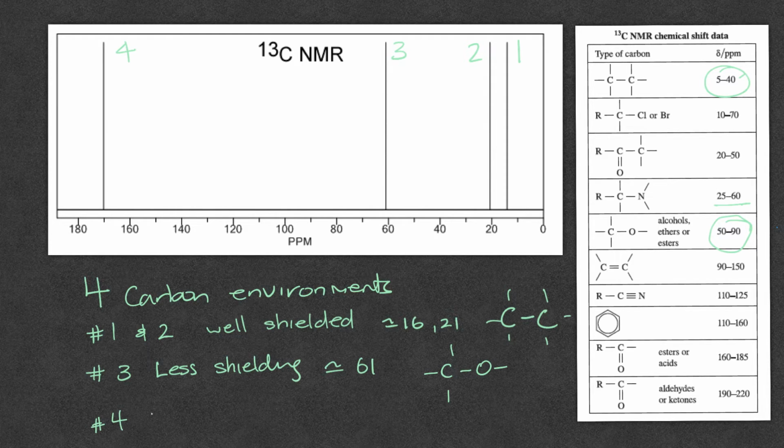And number 4 has got very little shielding. And so that's probably going to be something that's got an O very close to it. And if we look at the data, we've got the possibility of the esters or acids. So we do have that C double bond O bond in there. It's going to be in the esters or acids section. But we've already said that we don't have a carboxylic acid because we don't have that broad trough in the infrared radiation. So it looks like our unknown is an ester.